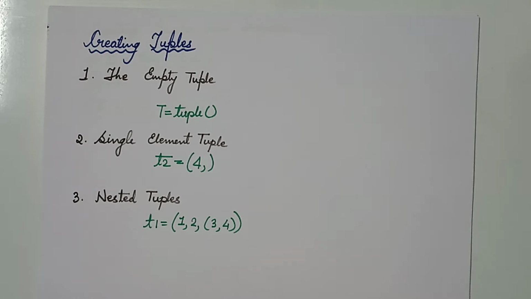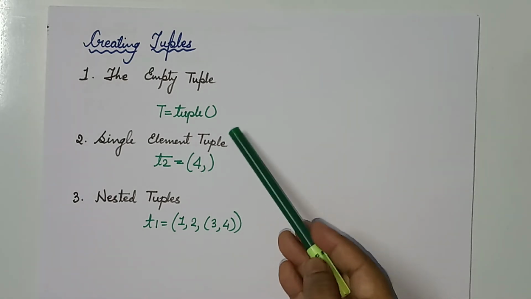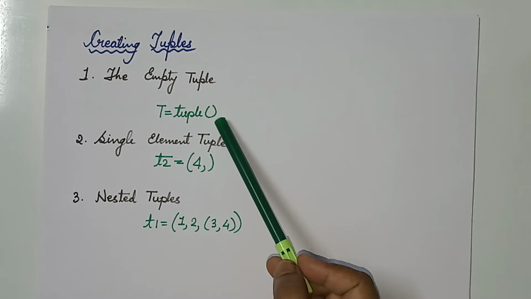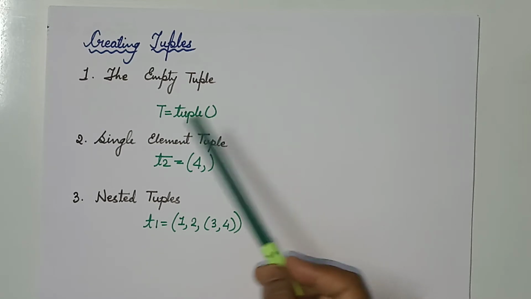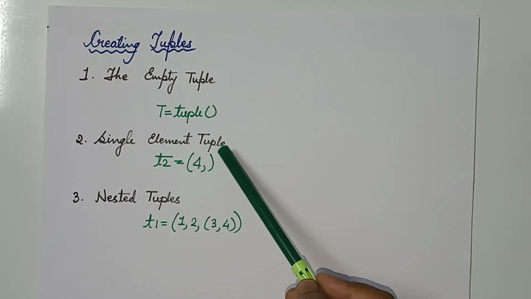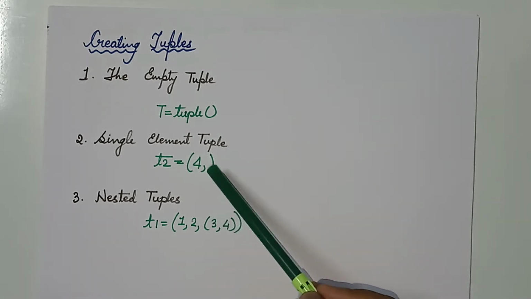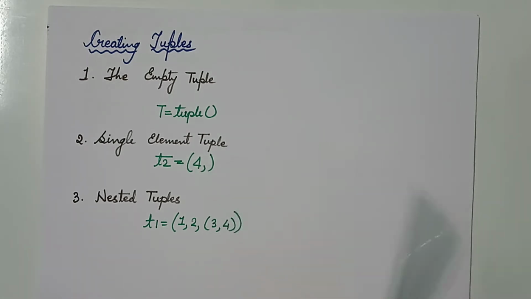Now let's see how we can create tuples. Tuples can be created in various ways. The first way: we can create an empty tuple using the tuple function or the constructor. It will create an empty tuple. Single element tuple: we can create a single element tuple. Make sure the element is written within the round brackets with a comma.